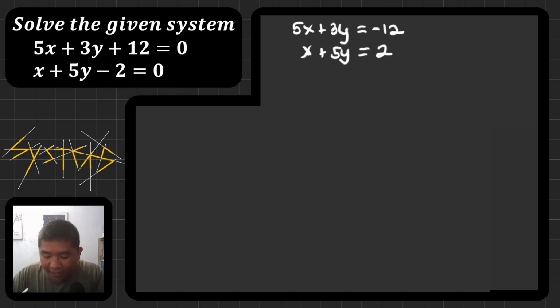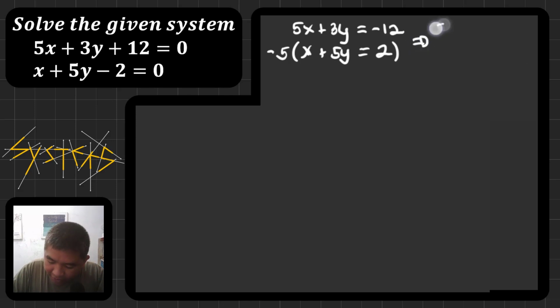Now, for y, 3 and 5, they are not multiples of each other. For x, 5 and 1, but 5 can be a multiple of 1, right? So I could multiply this entire second equation by 5 to make it 5x as well. But if I'm going to multiply this with just 5, I still cannot eliminate x, because 5x plus 5x will be 10x, but it will not be eliminated. Instead, I will make this portion negative 5. So our two equations will be given like this.